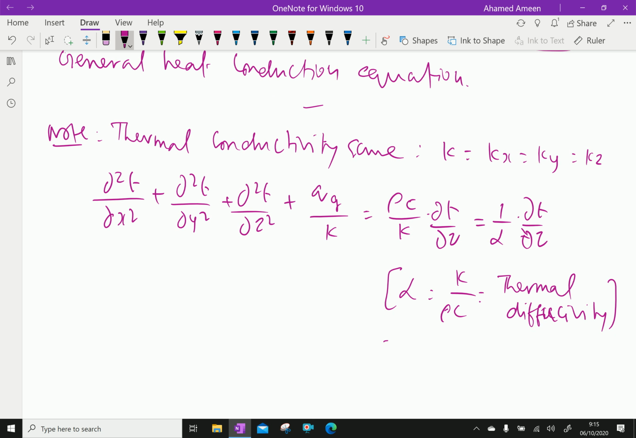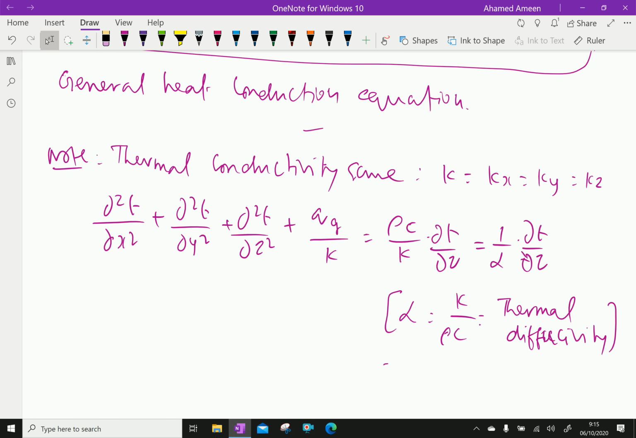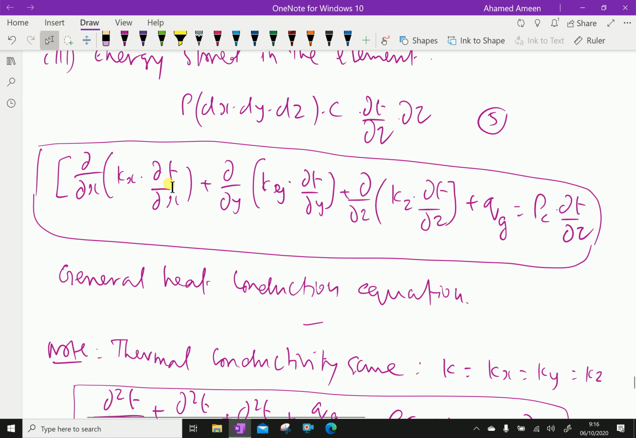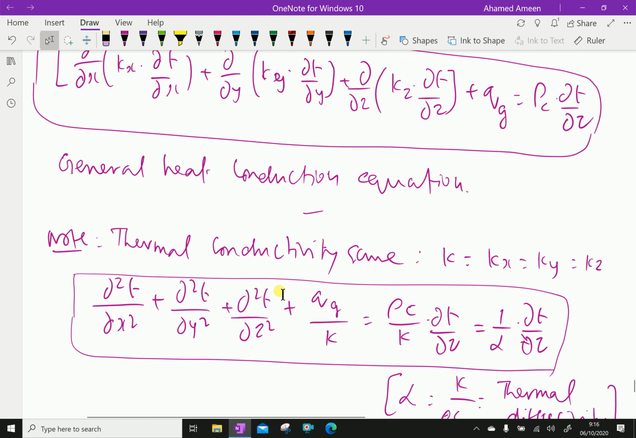Now this equation becomes further simplified by using this thermal diffusivity as well as multiplying, here ∂/∂x into ∂T/∂x is ∂²T over ∂x². Like this, every term will be simplified.